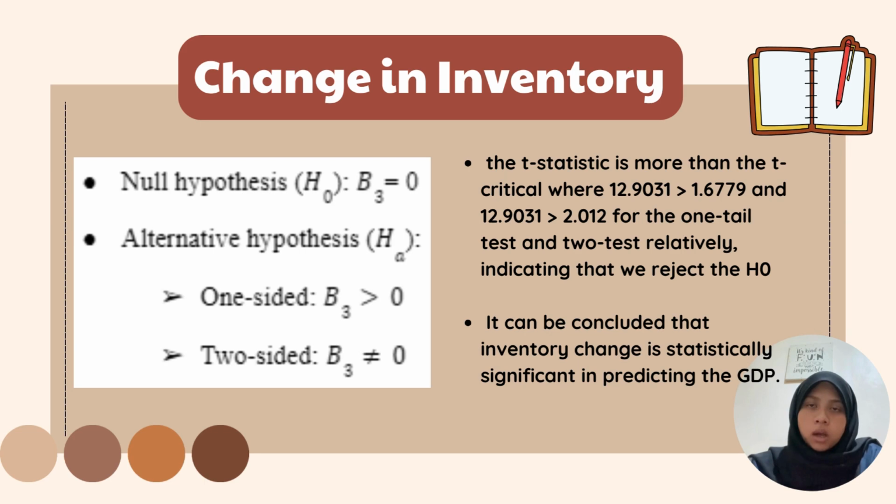Next, we calculate the t critical of change in inventory by using the previous formula and also refer to the table, and then we get the t critical of one tail equal to 1.6779 and for two tails equal to 2.012. As a result of the t statistic and also t critical value of change in inventory, we know that the t statistic is more than the t critical, where 12.9031 is more than 1.6779 and 12.9031 is more than 2.012 for one tail and also two tails respectively, suggesting that we reject H0 and conclude that change in inventory is statistically significant in predicting the GDP.